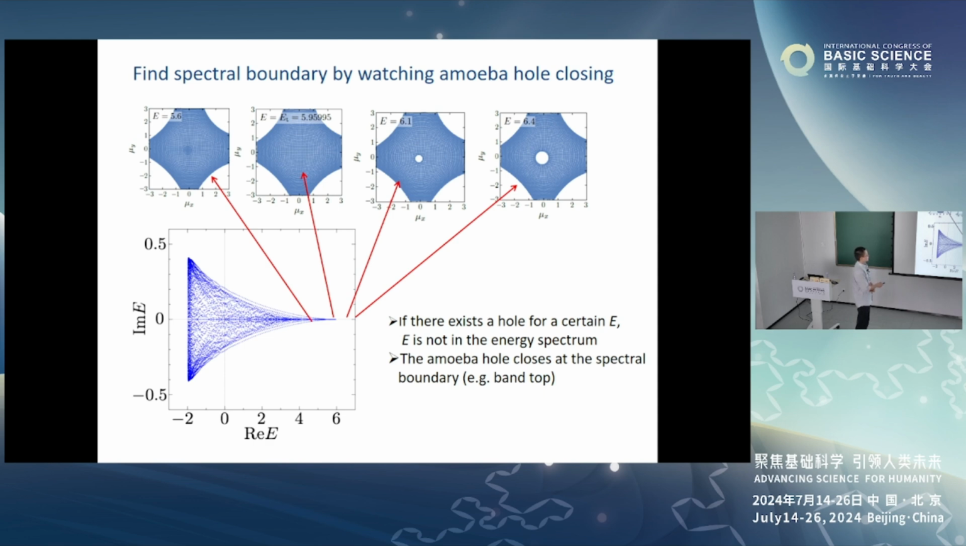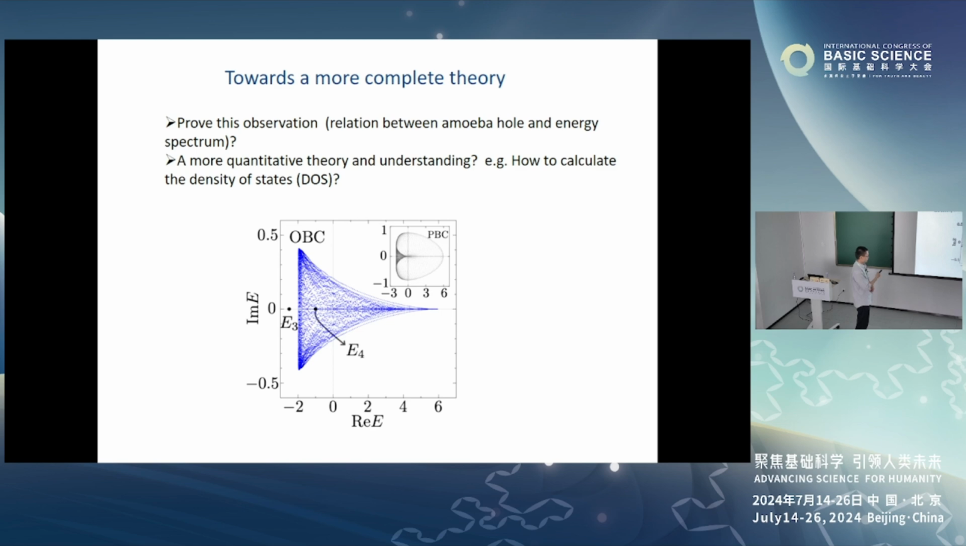This is the band top, right? For this very large E, we find that there is a hole inside the amoeba. But when we decrease the value of E, the hole of the amoeba closes at a certain point. So this is actually the spectral boundary. This is the band top of the spectrum. The point is that we can locate this value very, very accurately, even more accurate than this number. So this kind of observation is indeed very useful in calculating the energy spectrum.